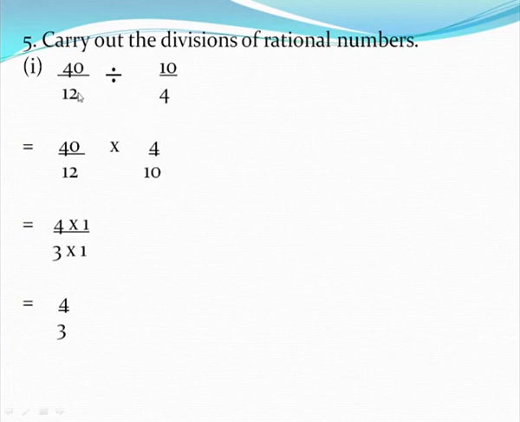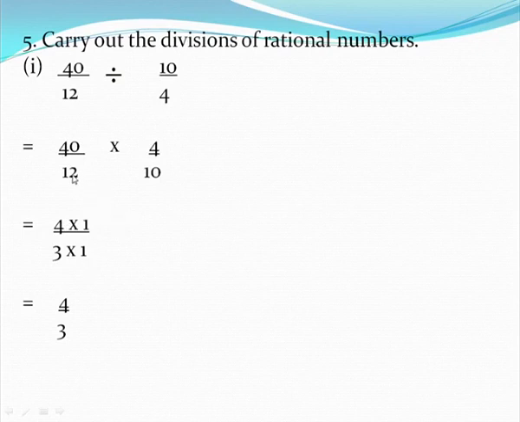That is, the first fraction will remain as it is. Division will become multiplication when we take the reciprocal of the second fraction. That is, the reciprocal of 10 upon 4 is 4 upon 10. Now here we will perform multiplication as we have done till now. Multiply numerator with the numerator and denominator with the denominator. Now in that case you will find 40 is 4 times 10. So we will cancel 10 ones are and 10 fours are, and therefore we will write 4 here in place of 40 and 1 in place of 10.